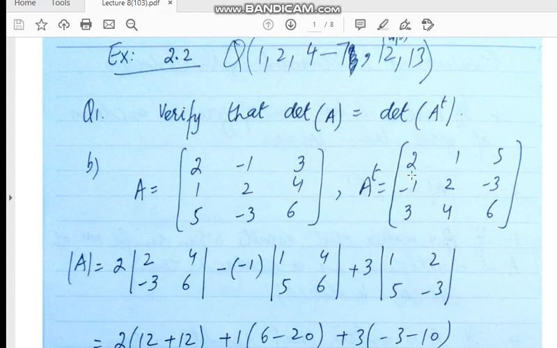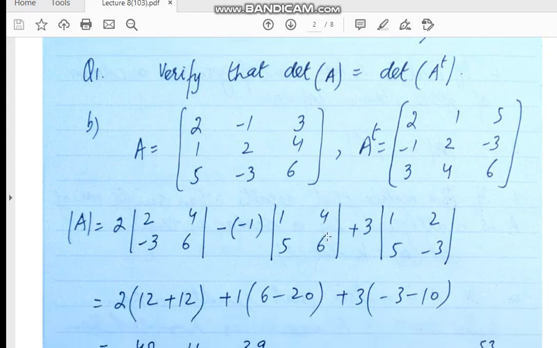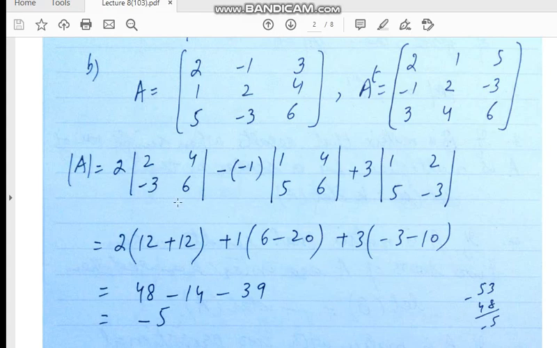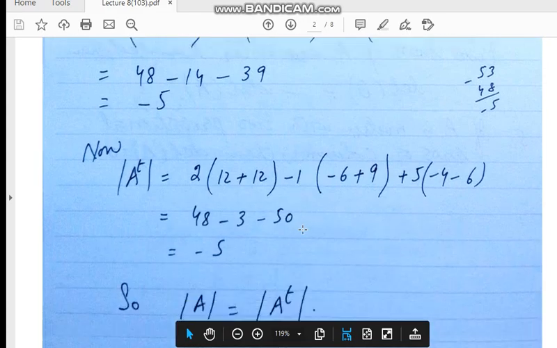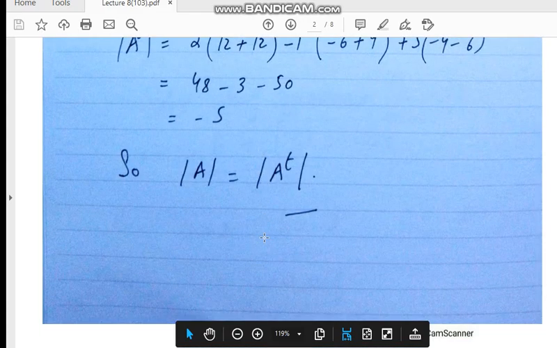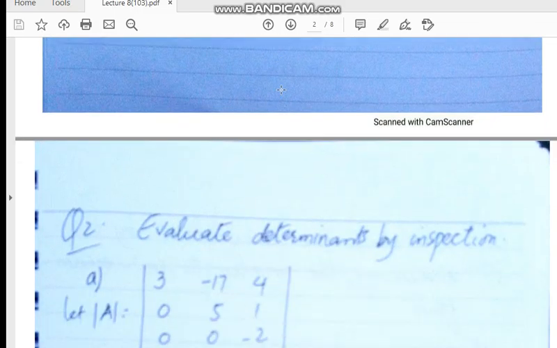Here we have to verify that the determinant of A will be equal to the determinant of A transpose. A is given. I have computed A transpose by converting rows into columns and then evaluated the determinant of A, which is a simple expansion that we have practiced in the previous lecture, and the determinant of A is equal to minus 5. Then the determinant of A transpose is again equal to minus 5, hence verified that the determinant of A is equal to the determinant of A transpose.